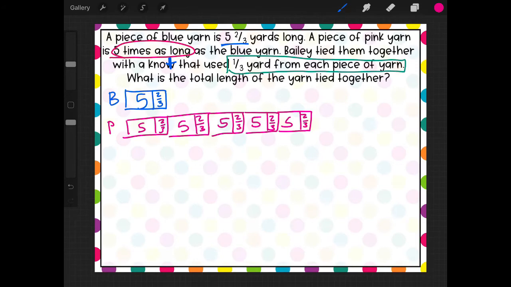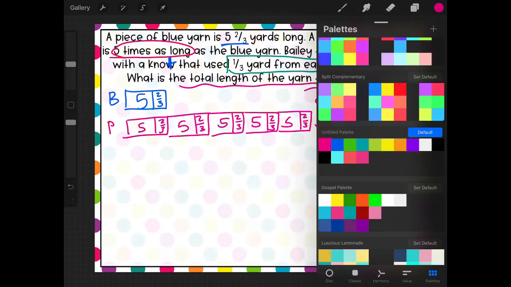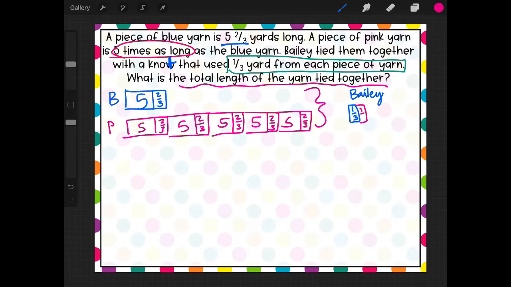5 2/3. So my question I need to find out is the total length of the yarn tied together. So I need to figure out at least how far this is. But I also remember that Bailey used 1/3 yard from each piece of yarn to tie them together. So I'm just going to make a little note off to the side here. I'm going to draw a little thing that says Bailey and that she used 1/3 from blue and she also used 1/3 from pink, so that I can just remember that that's what she ended up using. So I need to know what steps I need to take in order to answer the question. That was my 4th step.